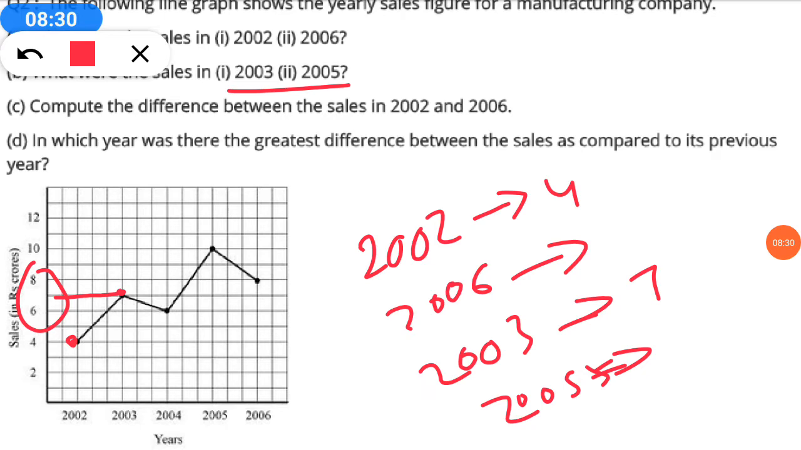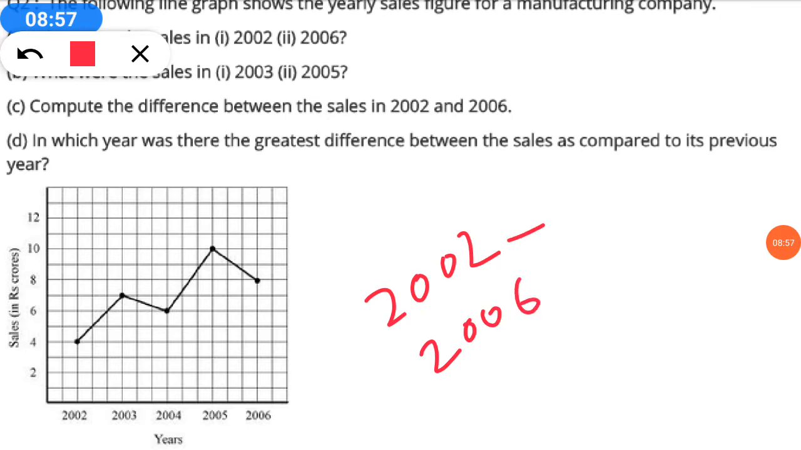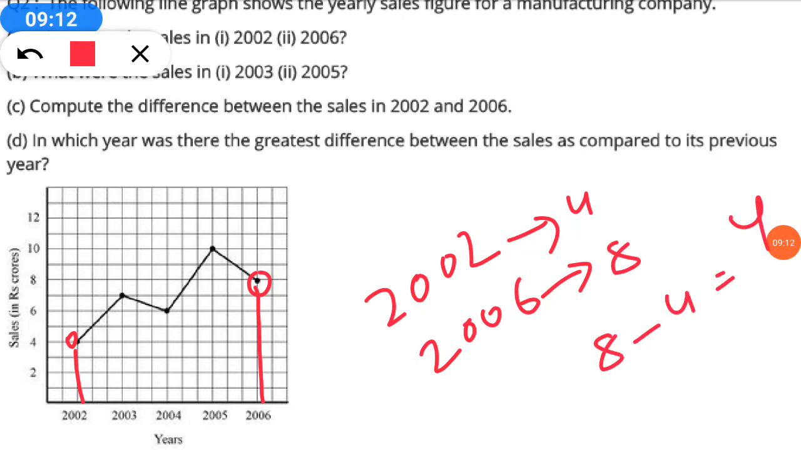Then 2004, 2004 is not over here. Then 2005 we are having the sale as this one as 10, isn't it? So 2005 10. Then 2006 we are having the sale over here, that is 8. So this is the answer of A and B. Compute the difference between the sale in 2002 and 2006. You have to compute the difference between the sale. Difference between the sale, that means what? That means minus. So in 2002 here it is mentioned as 4 and in 2006 it is mentioned the sale as 8, isn't it? So compute the difference. So minus you have to get, you will get the answer as 4.